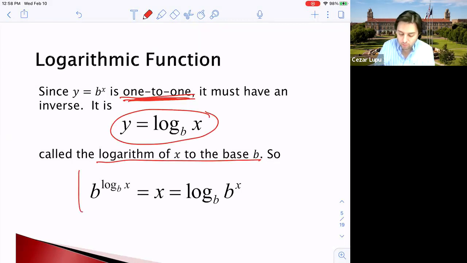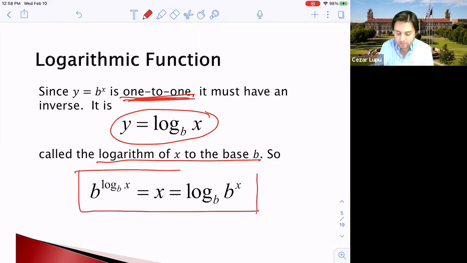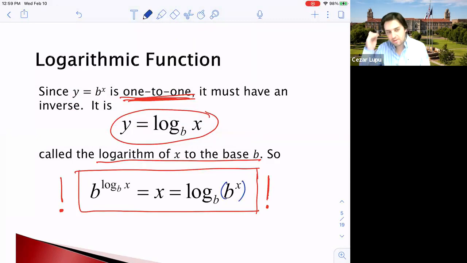And the way it works is like this. As you can see, b to the power log base b of x will be x. Or you can also swap the two, but it's the same. So it's log base b of b to the power x, right? This is a nice way of putting it. So they are inverses of one another.